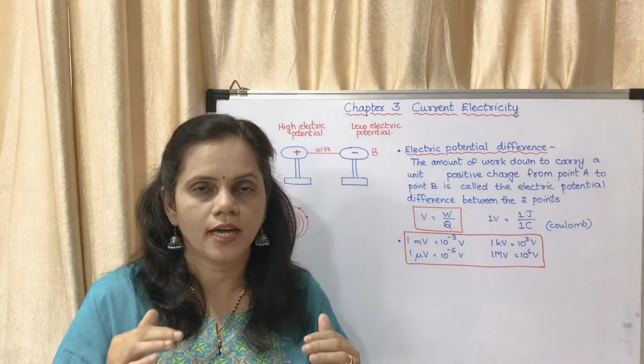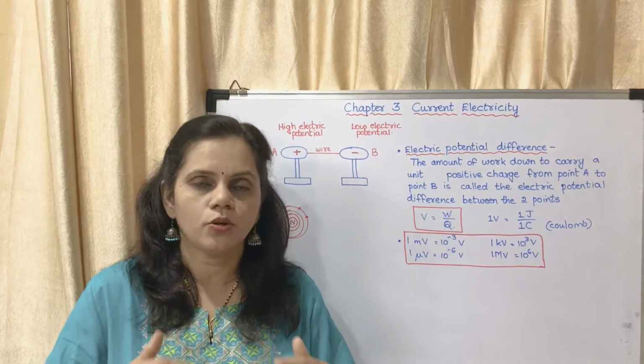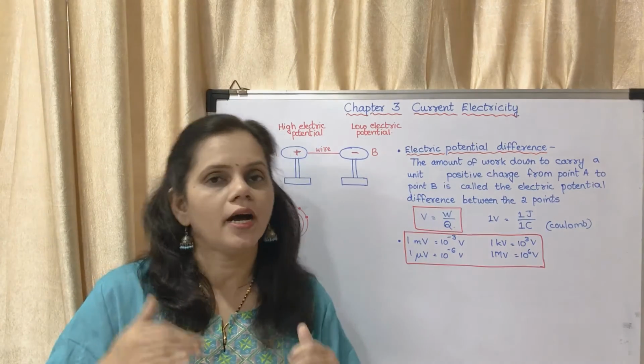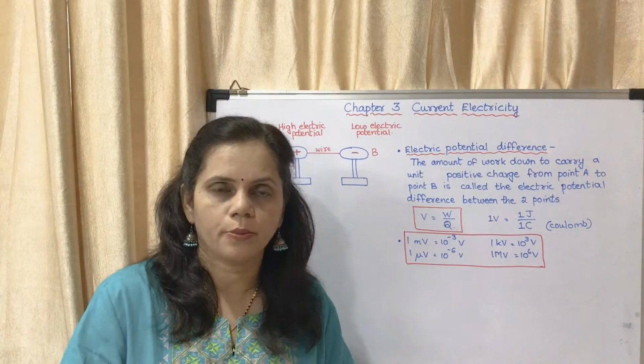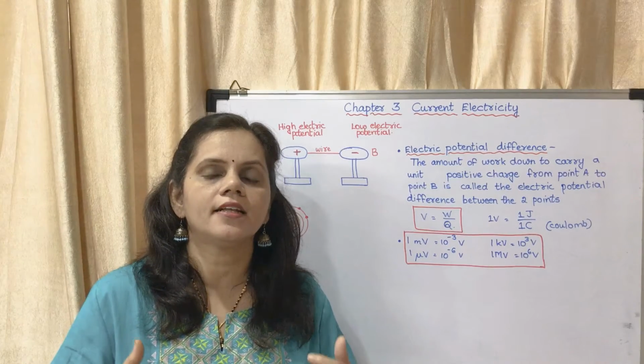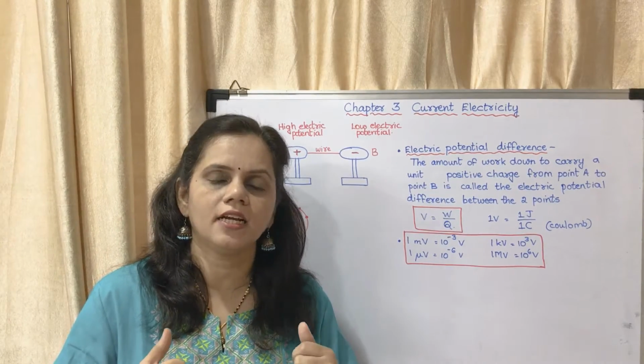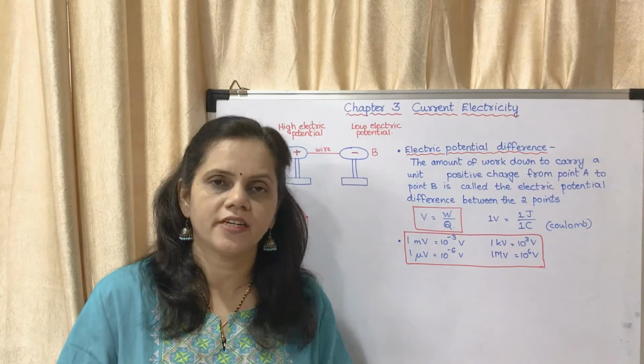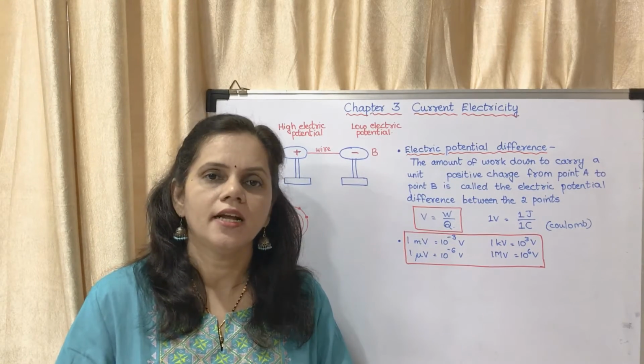I am giving you as an example. Okay, so the electrons will move from higher potential to lower potential. So there should be a difference in their potential, that is electric potential. That difference is called potential difference.